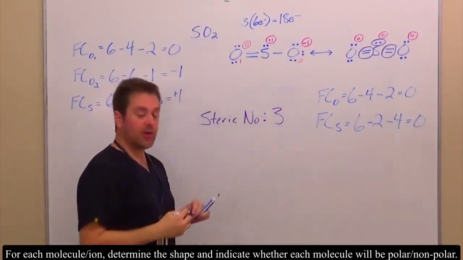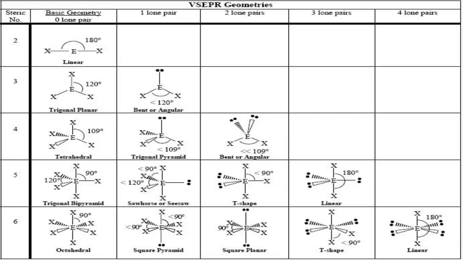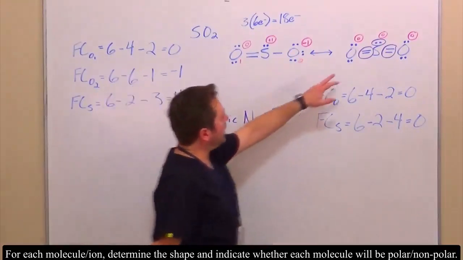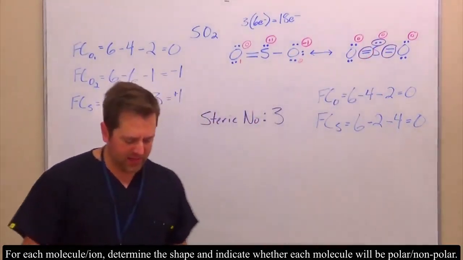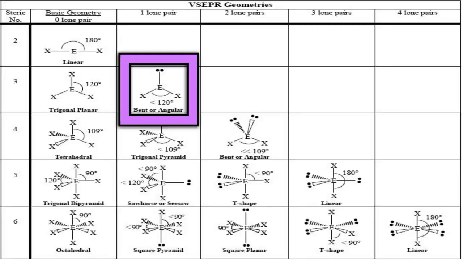Okay, so now look at your table and go down to the number 3 under the steric number heading. Now, the next question is, do we have any lone pairs? And if we do, we've got to move to the right on this table. And if you look at sulfur, what did we end up having? We had 1 lone pair. So we come over, and now we have the answer. What is the shape of our molecule? It's actually a bent molecule, or angular molecule, if you will.